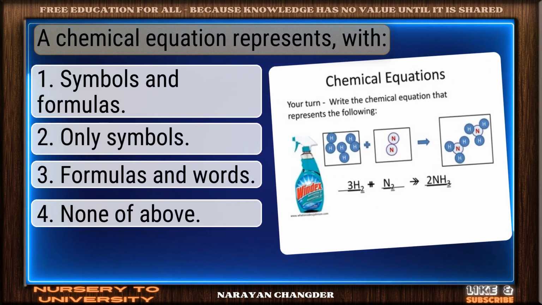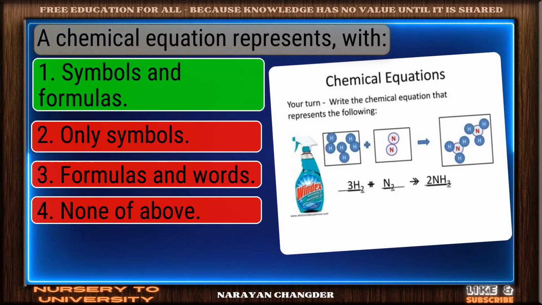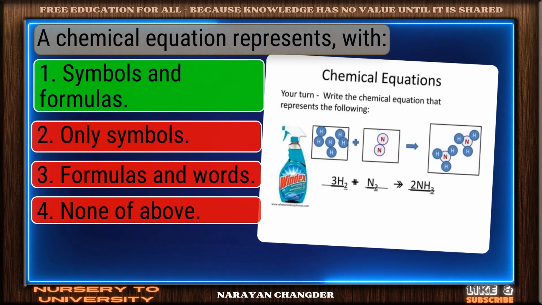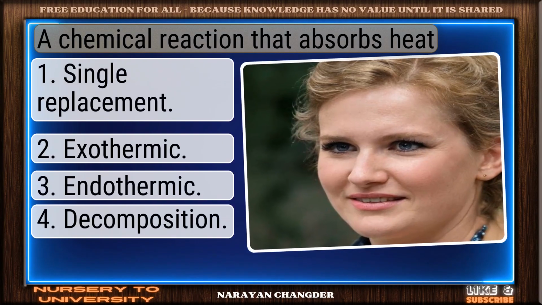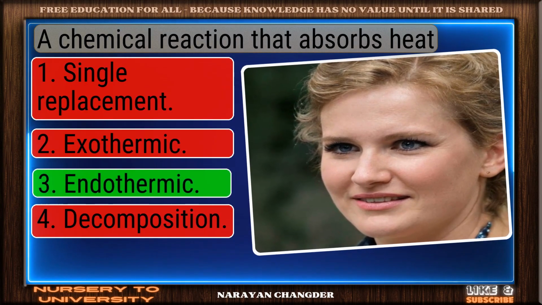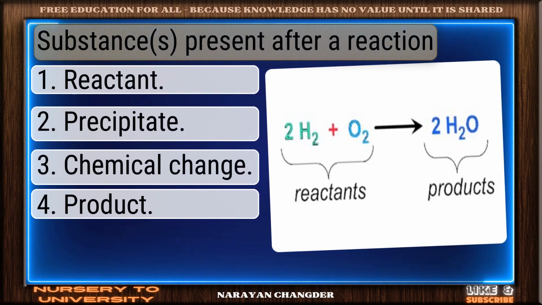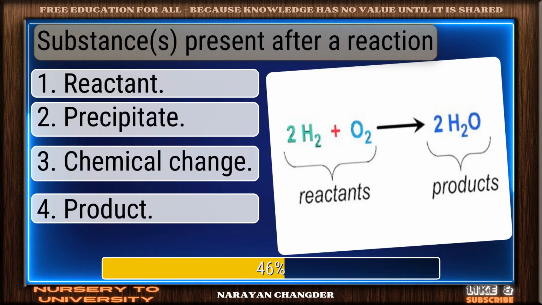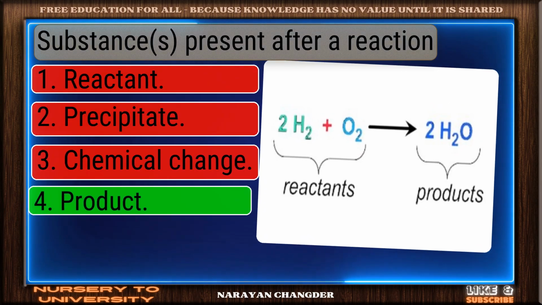A chemical equation represents with. Good thinking. Symbols and formulas is the right answer. A chemical reaction that absorbs heat. Nicely done. Endothermic is a solid answer. Substance present after a reaction. Smart pick. Product is the correct choice.